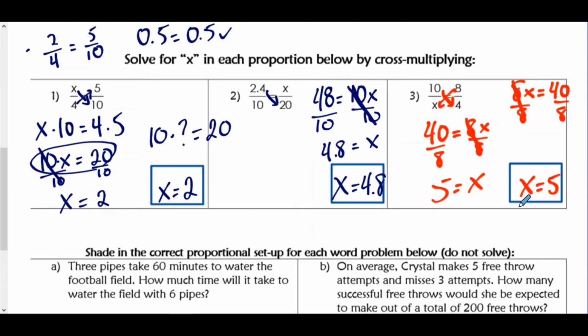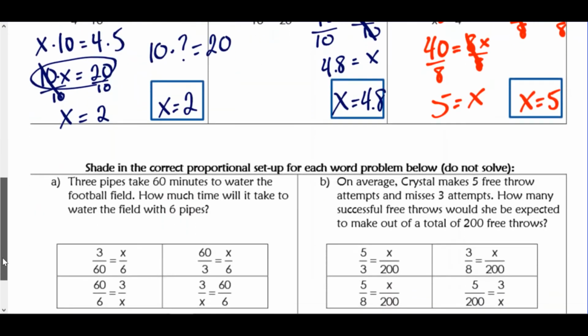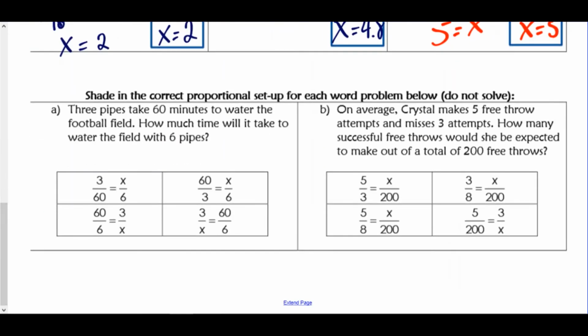And again, you could just plug that right back in. 10 divided by 5 is 2. 8 divided by 4 is 2. So that is just the process of solving the proportion once you have it.